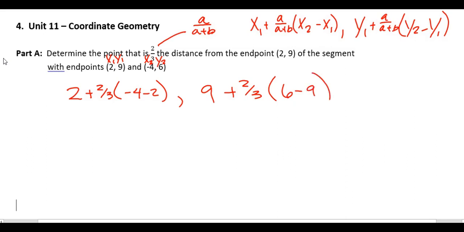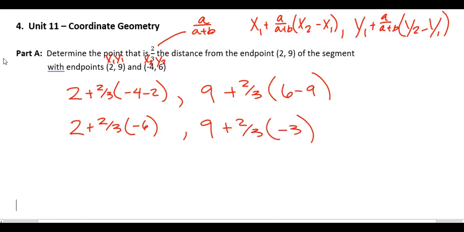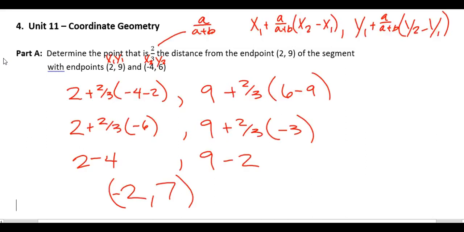So let's go ahead and simplify this now. It's going to be 2 plus 2/3 of negative 6, and 9 plus 2/3 of negative 3. When we do this, you can put this in the calculator and take 2/3 of negative 6, or you can just multiply across the top and divide by what's on the bottom. So this is going to end up being 2 minus 4, and this is going to end up being 9 minus 2. So our answer here is going to be negative 2, comma 7.